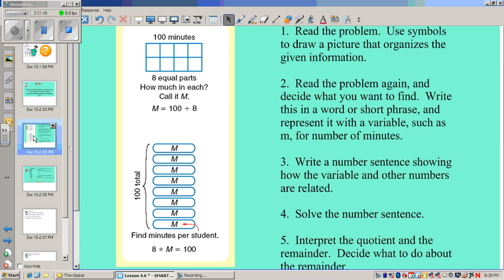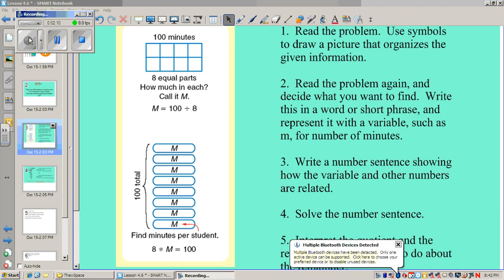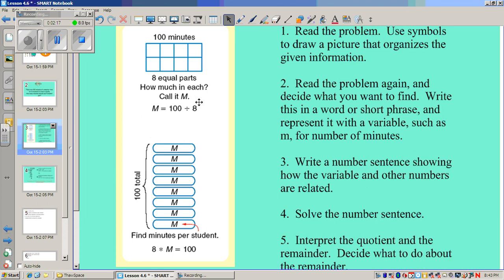So the steps in solving problems are to read it first and use your symbols. Number 2 says read the problem again and decide what you want to find. Write this in a word or short phrase and represent it with a variable such as M for number of minutes. And they did that. Number 3 says write a number sentence showing how the variable and other numbers are related. And so we did that up here, and then we also did that down here.